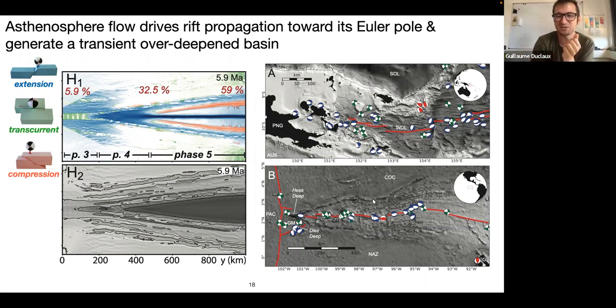And right at the tip of this kind of V-shaped structure that you see in an oceanic system, you've got this low thing. So we believe that this is a good argument to say that asthenosphere flow drives rift propagation toward its solar pole and generates this transient over-deepened basin as it progresses.